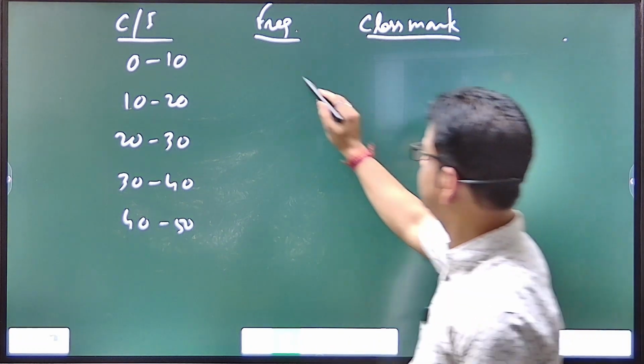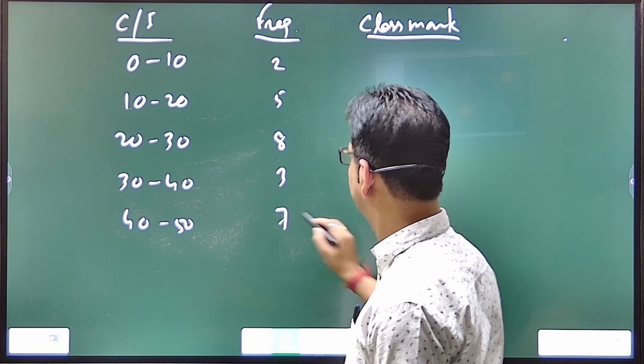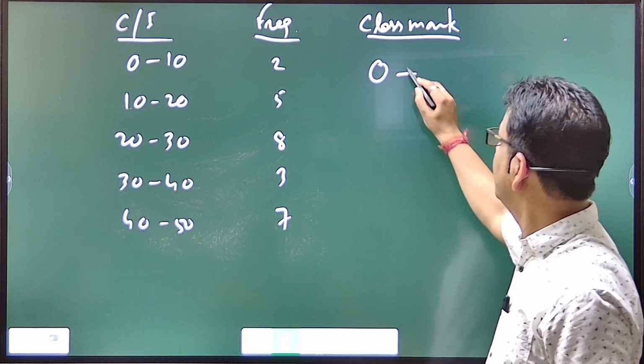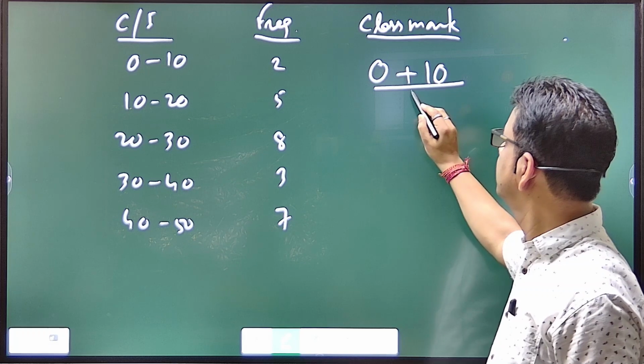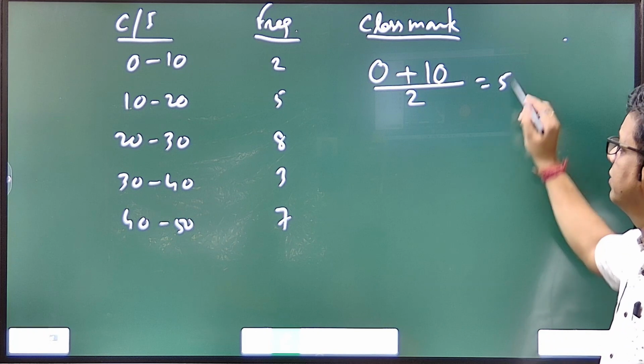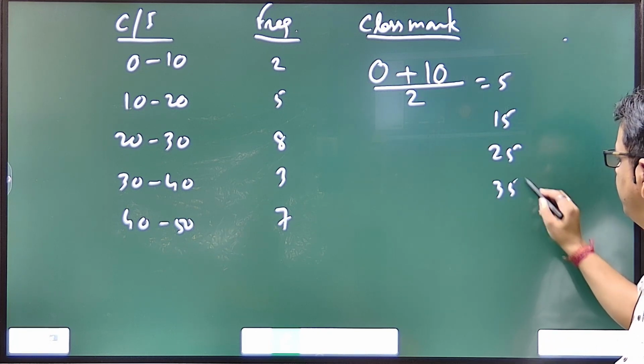Frequencies are there. Suppose this is 2, then 5, then 8, suppose 3, then 7. This question is all about class mark. How to find class mark? We discussed it; class mark should come from the classes. Lower limit plus upper limit, divided by 2. This one is a class mark. Yes or no? Now, how much will it be? 5. So then 15, then 25, 35.